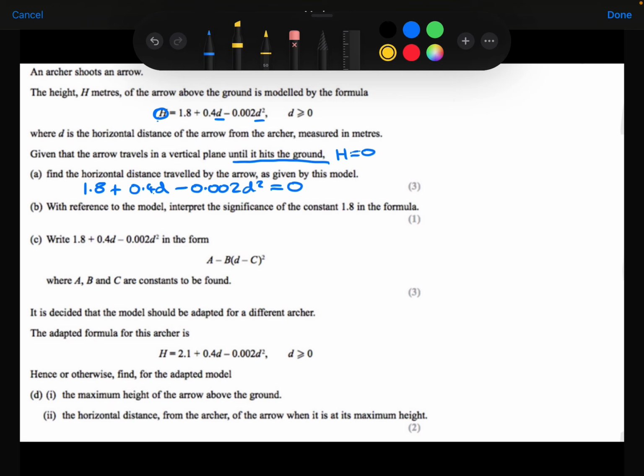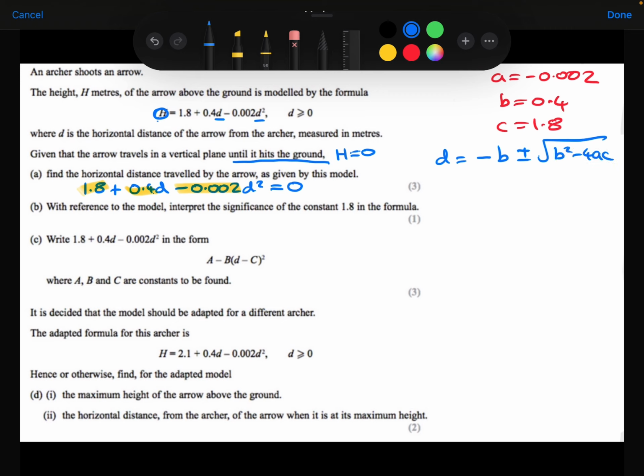We could use the quadratic formula with a being minus 0.002, with b being 0.4, and with c being 1.8. So we could substitute those into the quadratic formula, like I say, which would be, let me just remind you of the quadratic formula, minus b plus or minus the square root of b squared minus 4ac, divided by 2a.